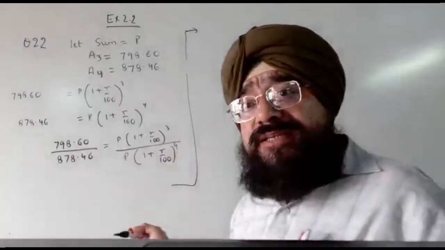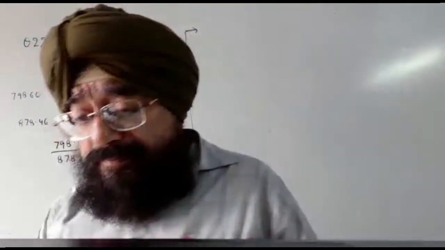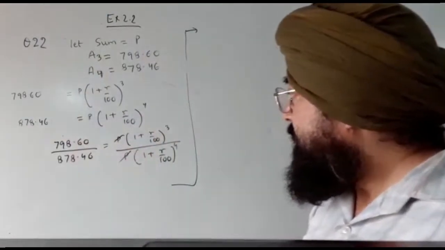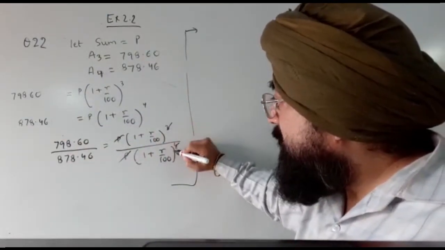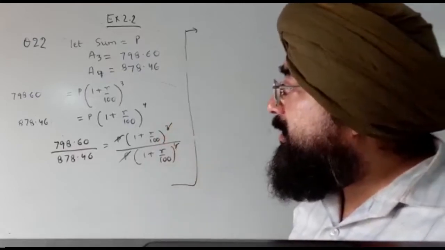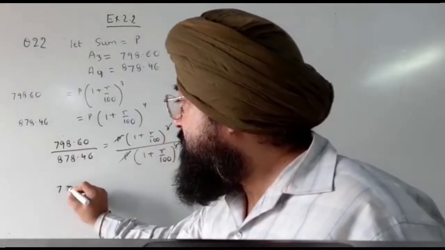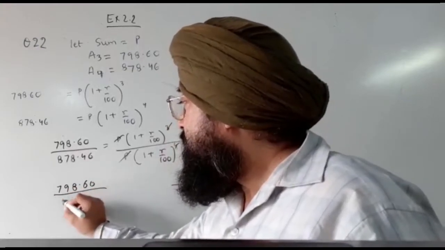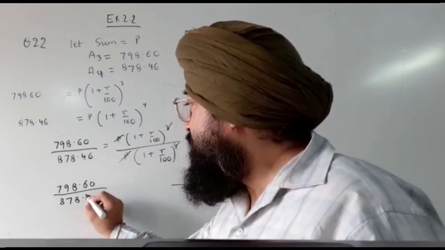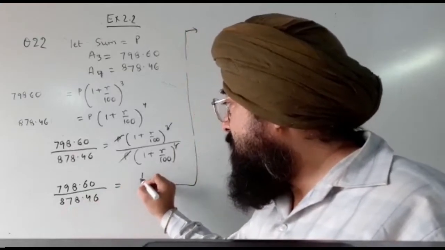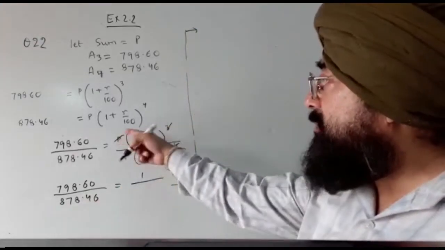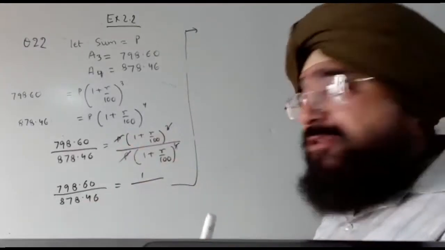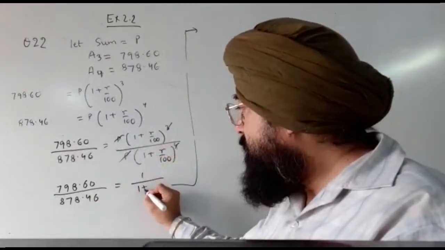And you can see so many things here. You can see that this P and P gets cancelled, isn't it? And you can see power 3 can get cancelled with this power 3. Nothing is left in the numerator. In fact, you are left with 798.60 over 878.46 is equal to 1 over, isn't it? The whole P got cancelled, 1 plus R upon 100 to the power 3, the whole of it got cancelled, so 1 over 1 plus R upon 100.